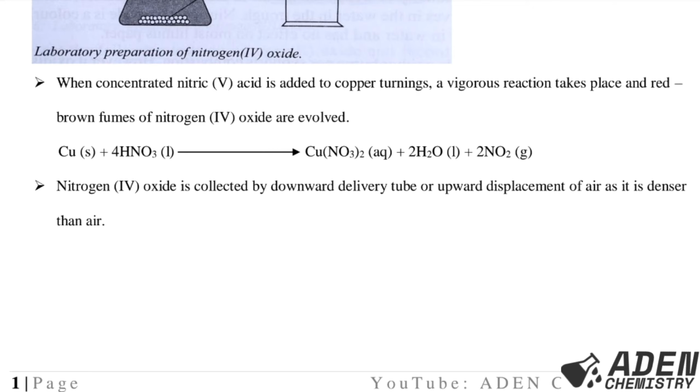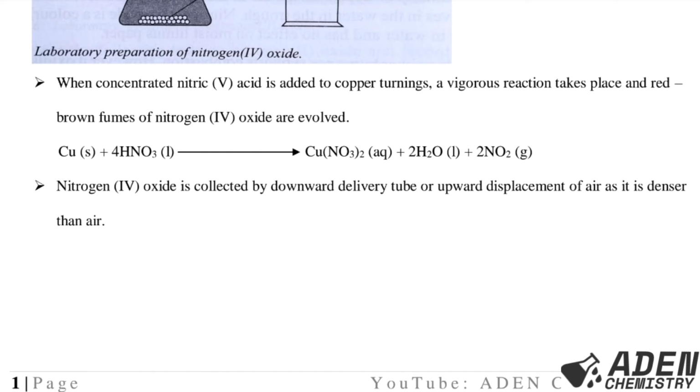So we're saying when concentrated nitric 5 acid is added to copper turnings, a vigorous reaction takes place and red-brown fumes of nitrogen peroxide are evolved. That means the color of nitrogen peroxide is red-brown. It's red-brown in color. We are going to see that one in the physical properties of nitrogen peroxide gas.